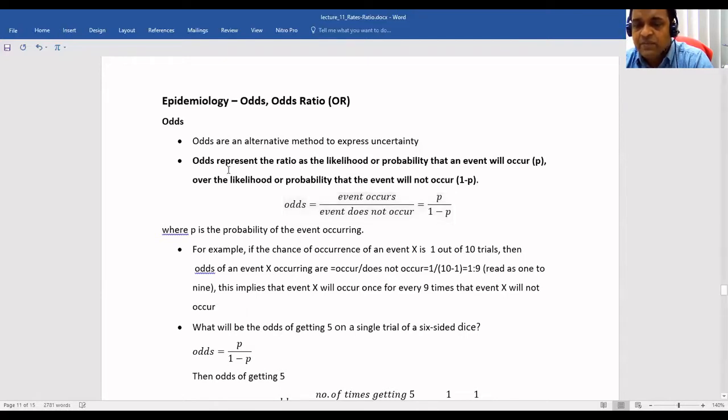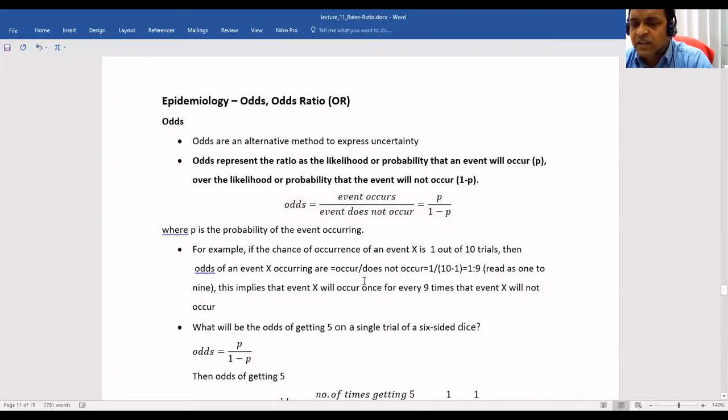So odds can be represented as a ratio: the likelihood or probability that the event will occur, denoted by P, over the likelihood or probability that the event will not occur. That is P over 1 minus P. We know the probability of not occurring from the complement law, 1 minus P. So if something happens with probability P, P divided by 1 minus P gives us the odds of that event.